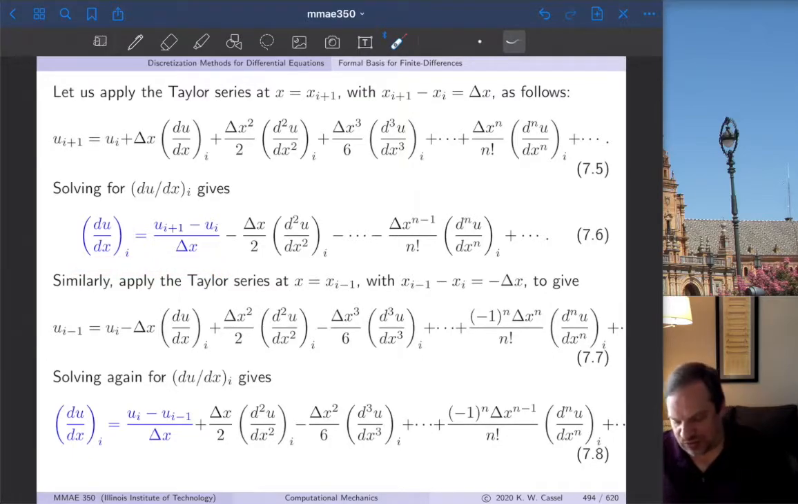Let's do it again. That was kind of fun. So let's set x is equal to x_{i-1}. So now it's the point to the left. We did the point to the right. Now let's do the point to the left.